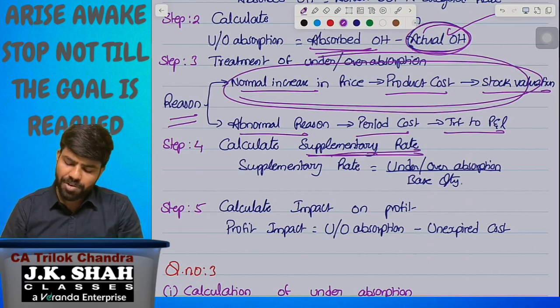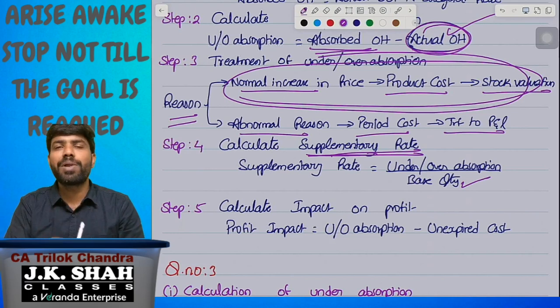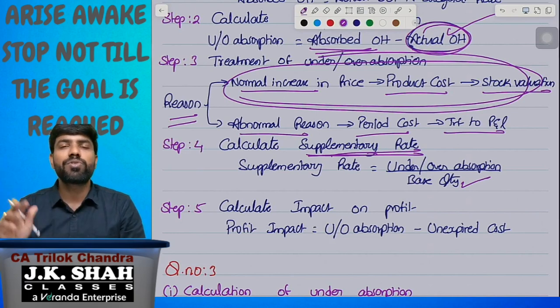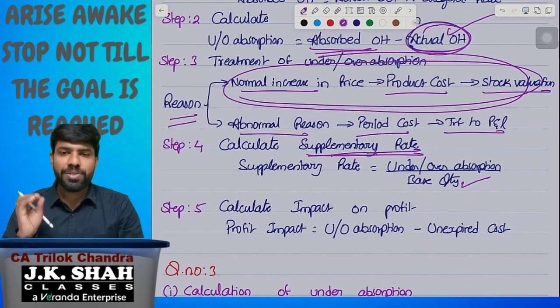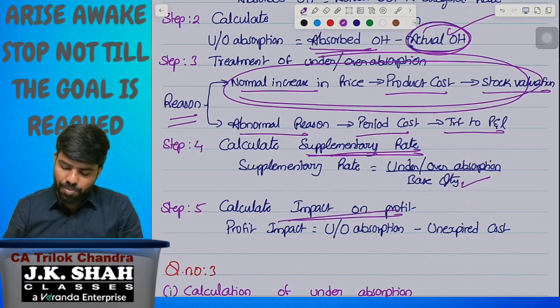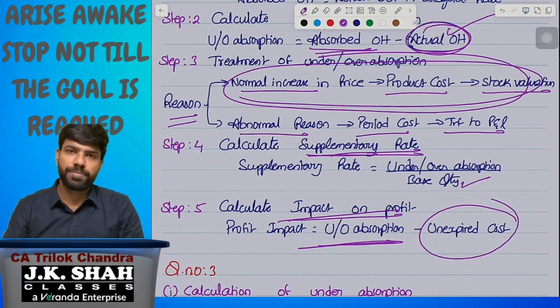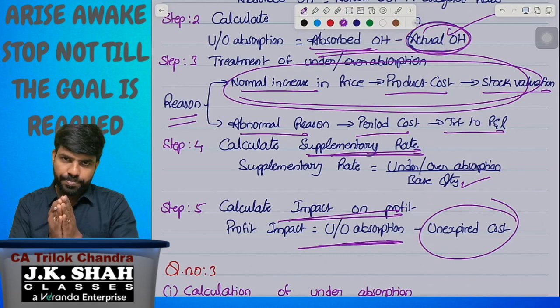Under or over absorption divided by base quantity. In our example, I took units as the base quantity, so I took equivalent units. If they give hours, take the hours. Then accordingly we allocate to the work in progress stock, finished goods stock, and goods sold. Once we are done with that, finally we write impact on profit: under or over absorption minus unexpired cost. The cost is unexpired to the extent of the stock. This is how we need to solve the questions.